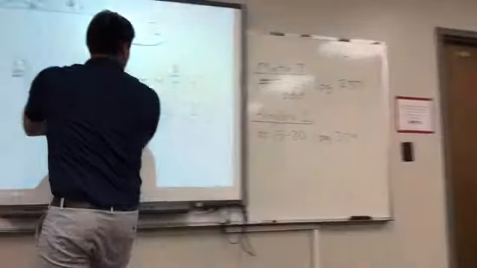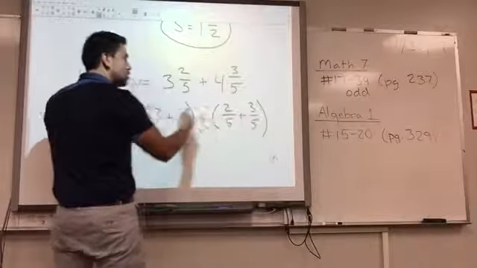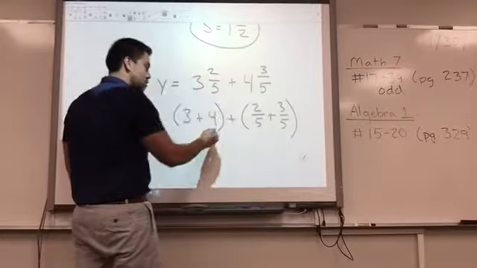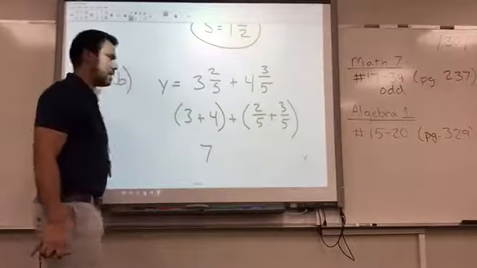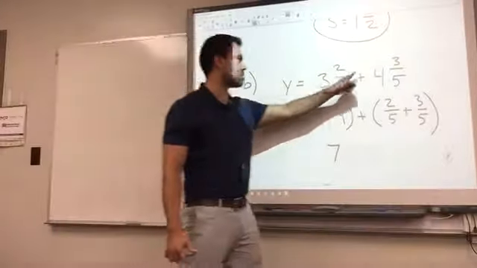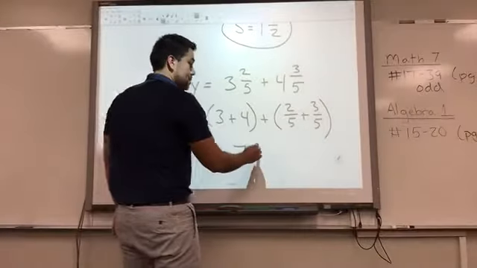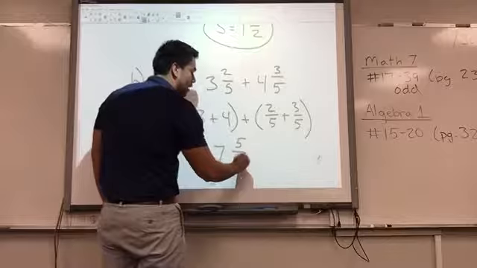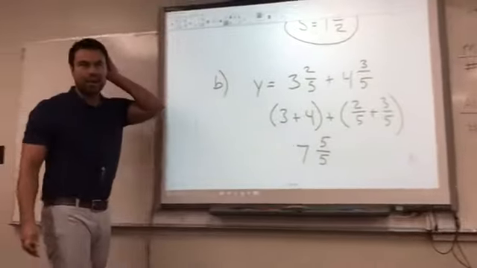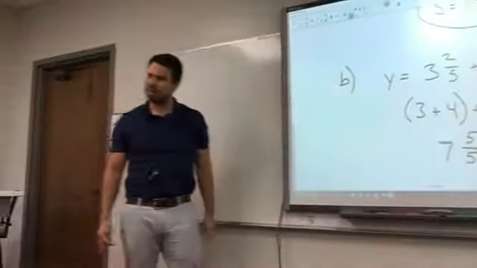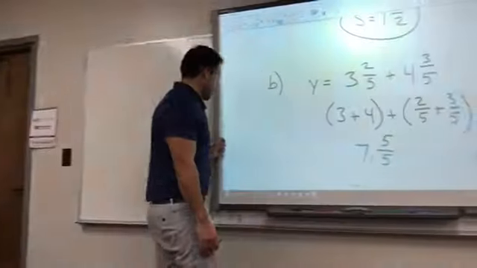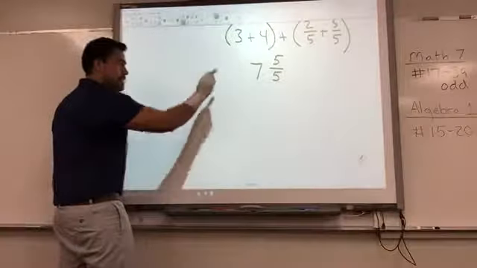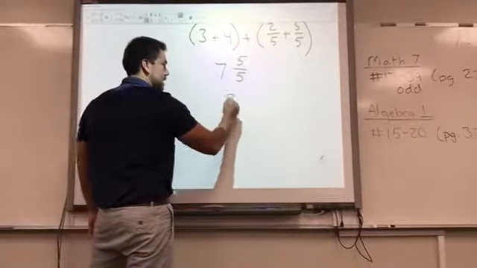You don't have to write this out, guys. But you do have to add the whole number parts, which gives you 7. And then add the fractional parts, which gives you, I get 5 over 5. Now, is 5 over 5 proper? Maybe. Now, how many of you would agree that 7 and 5/5 becomes 8?